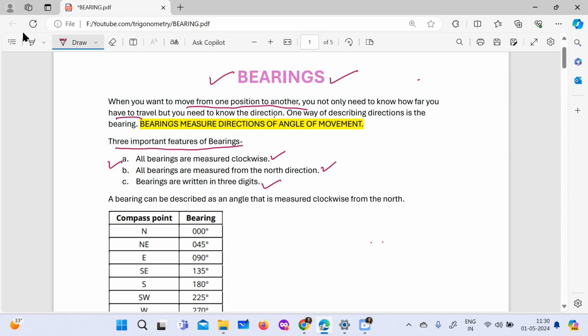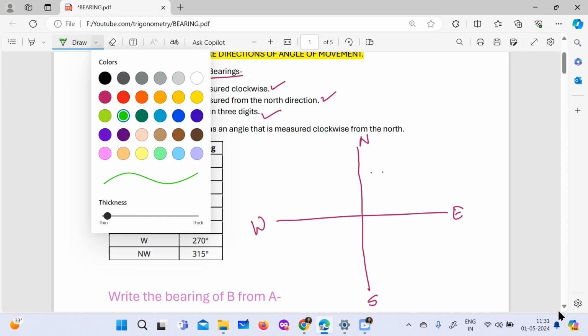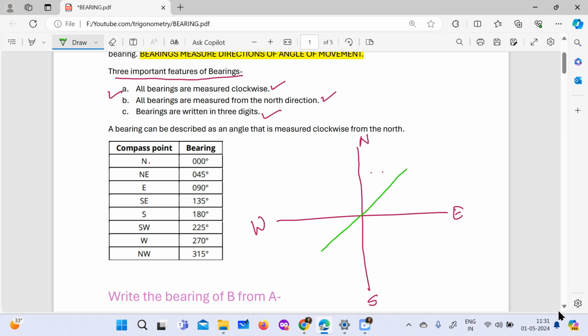Now I will show you how to work on this. Here are the bearings. Some bearings are shown here in this table. So for north it is 000, northeast is 045. I will show you here. So look here. This is north, east, south, west. And then we can also split it into subparts like this. So this one will be northeast, this is southeast, this is southwest, and this is northwest.